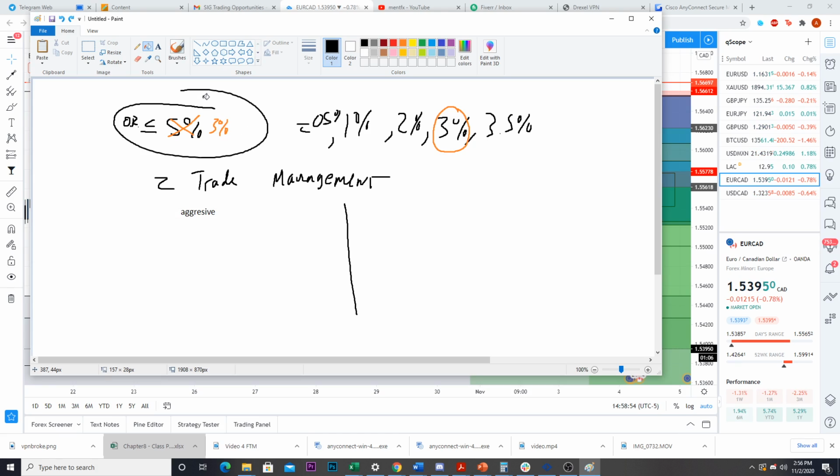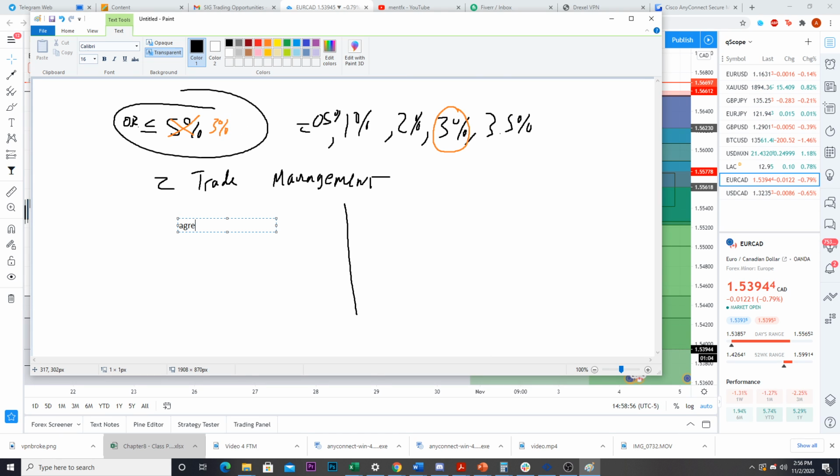Just get rid of that real quick. You guys did not see me misspell aggressive. So you have your aggressive traders and you have your traders that are, let's call them sacrificial. You're sacrificing some potential gains in the short term to have very long term gains. Okay, these are your two types of trade management styles that you can have.